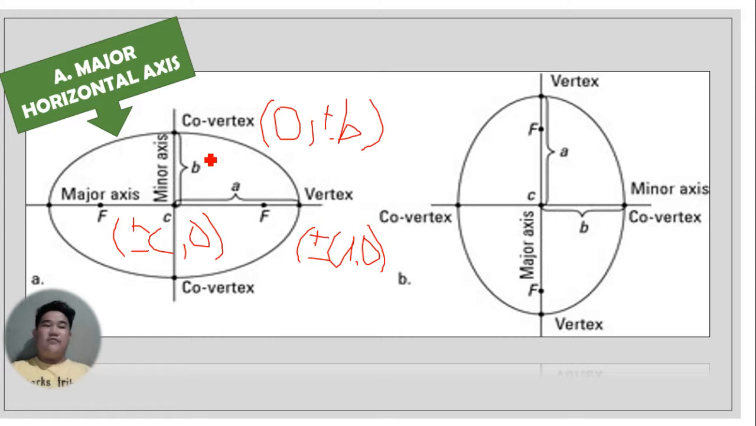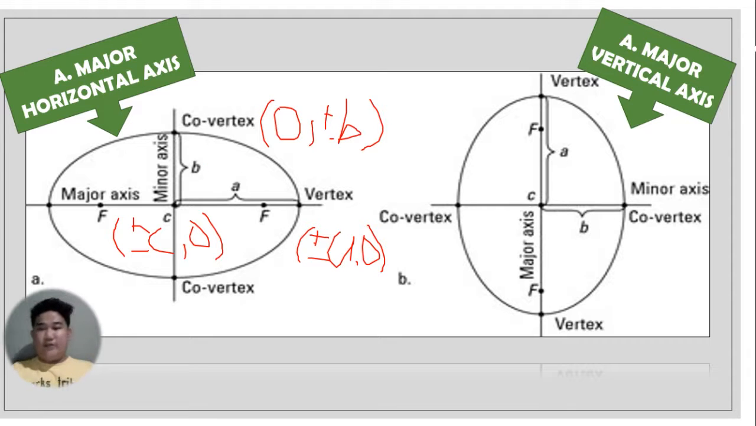So, this will now be our major horizontal axis. We have also the major vertical axis. The major vertical axis, si vertex natin is andito siya sa may y-axis. And our y-axis, it is vertical. Kaya tinawag siya na major vertical axis. It should be B. B dapat to. Sorry. B dapat yan. B, major vertical axis, and A, major horizontal axis.